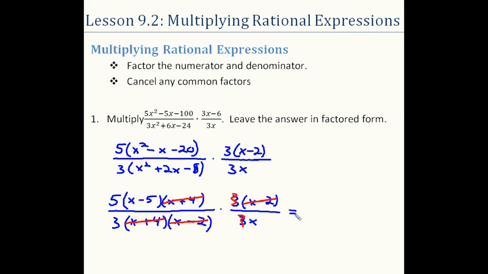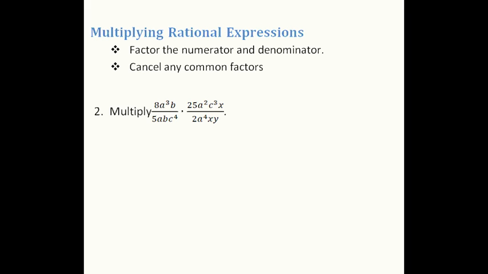So in the numerator, we're left with 5 times x minus 5. In the denominator, we're left with just a 3x. And that is simplified. Here we have our second example.